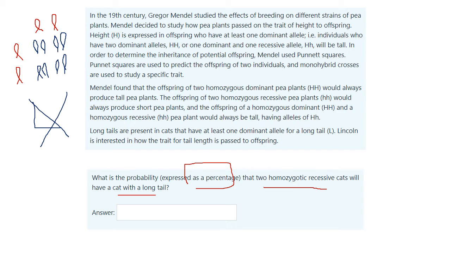If they are both homozygotic recessive, they have short tails because they are not carrying a single copy of the dominant allele for long tails. Therefore, the offspring cannot get a dominant allele from anywhere. So the correct answer is 0 cats will have a long tail from two parents that have short tails.